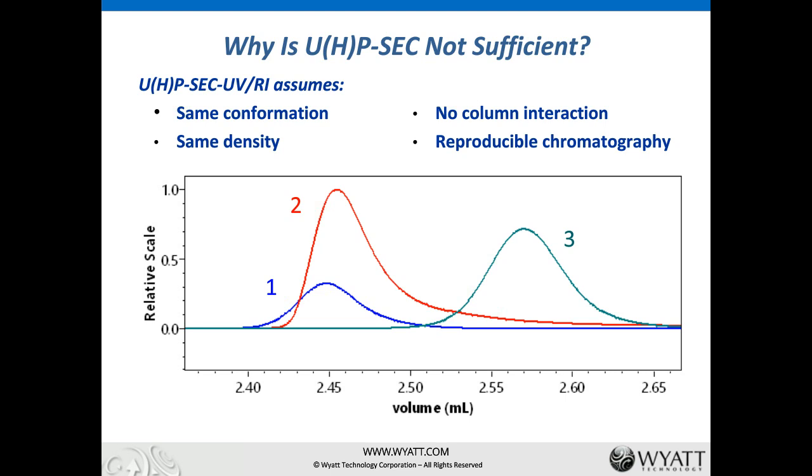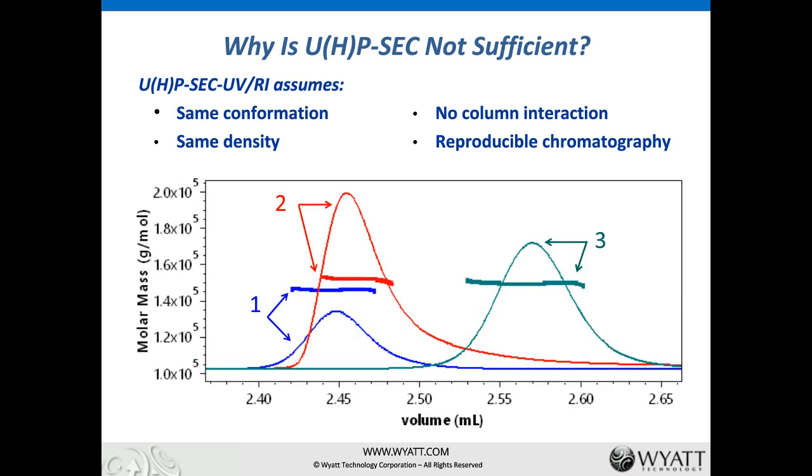So you can see that after we add the multi-angle light scattering detector to determine the absolute molecular weights of these three proteins, we found that protein 1 actually has the lowest molecular weight of the three, and protein 2 and 3 have very similar molecular weights. So it turns out the column interaction plays an important role in the elution order of these proteins.